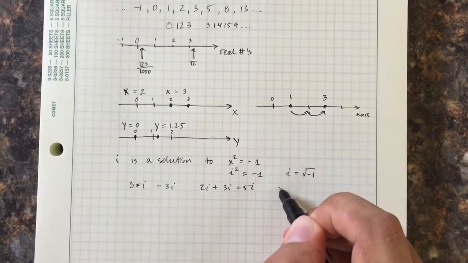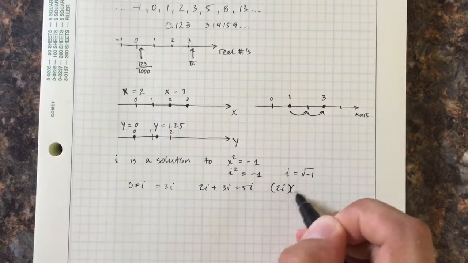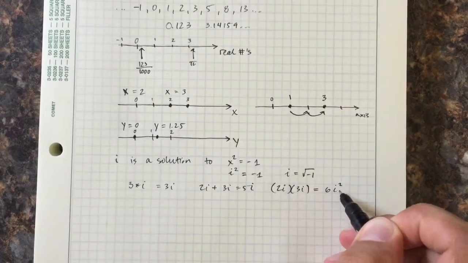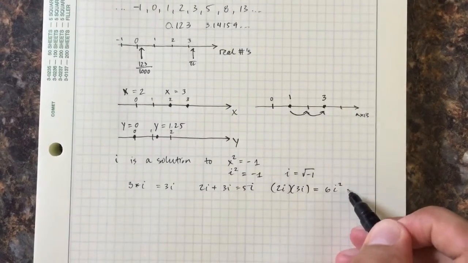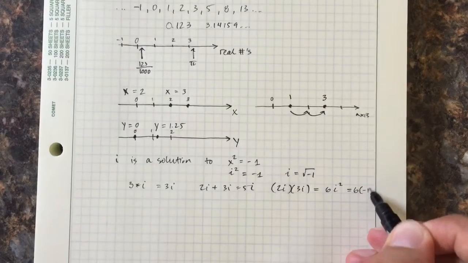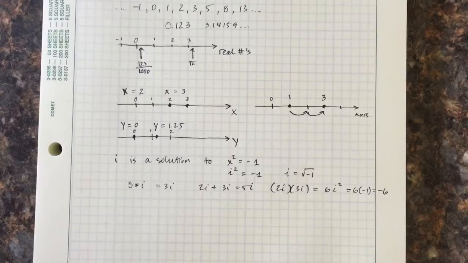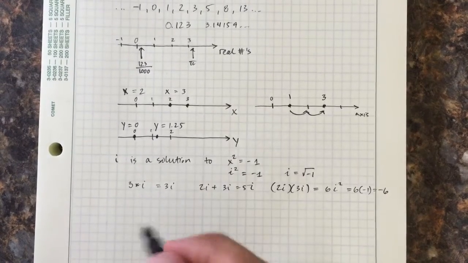So we can say 2i times 3i, we will get 6i squared. But hey, i squared is -1. So it's going to be 6 times -1, which equals -6. Fantastic. So that's what the number i is. That's how it works.